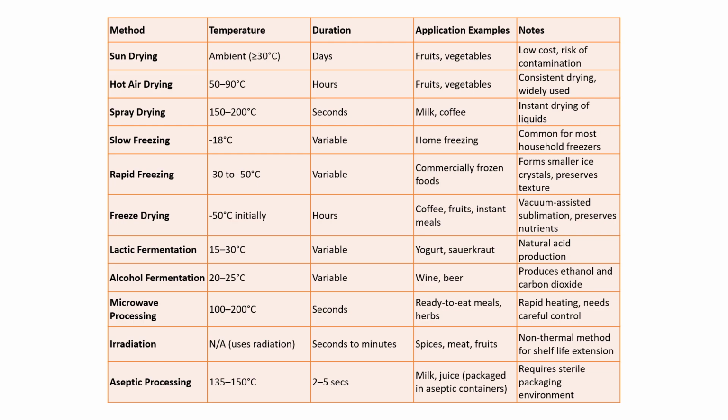Microwave processing, 100 to 200 degrees Celsius. It takes only seconds. Ready to eat meals or herbs. Rapid heating needs careful control. Irradiation, the temperature is not applicable here. Uses radiation, seconds to minutes. It is mainly applicable to spices, meats and fruits. Non-thermal method for shelf life extension.